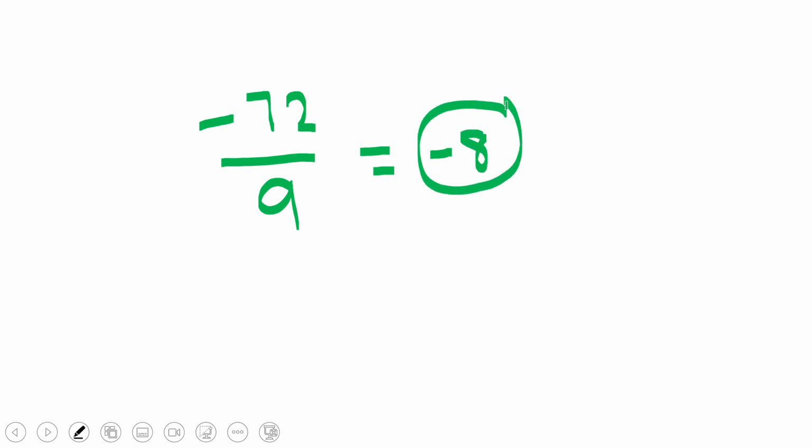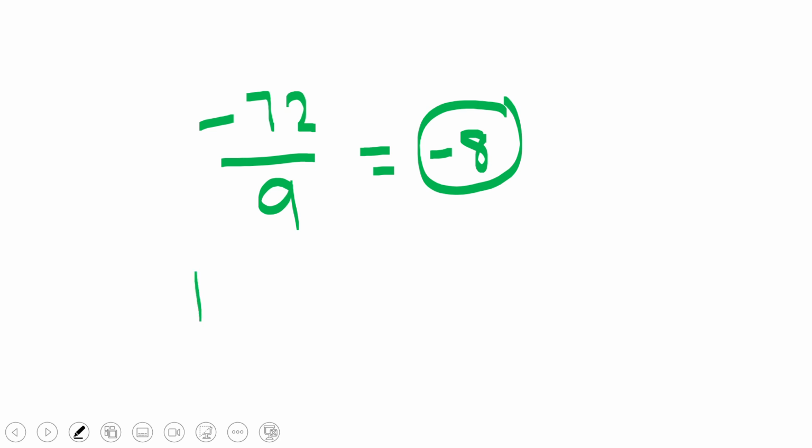Let's try some negative numbers. Because the fraction bar is a division symbol, we are dividing unlike signs. Negative 72 divided by a positive 9 is negative 8.